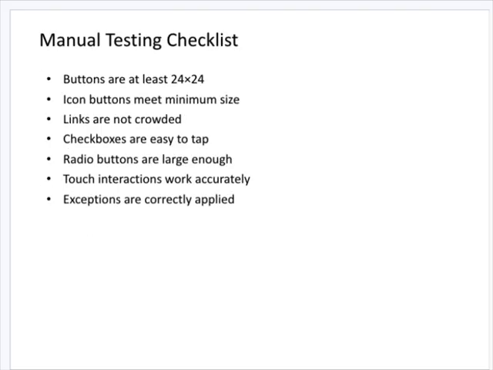Now here is a manual testing checklist for the target size minimum requirement. Make sure buttons are at least 24 by 24 pixels. Icon buttons meet minimum size. Links are not crowded. Checkboxes are easy to tap. Radio buttons are large enough. Touch interactions work accurately. Exceptions are correctly applied.